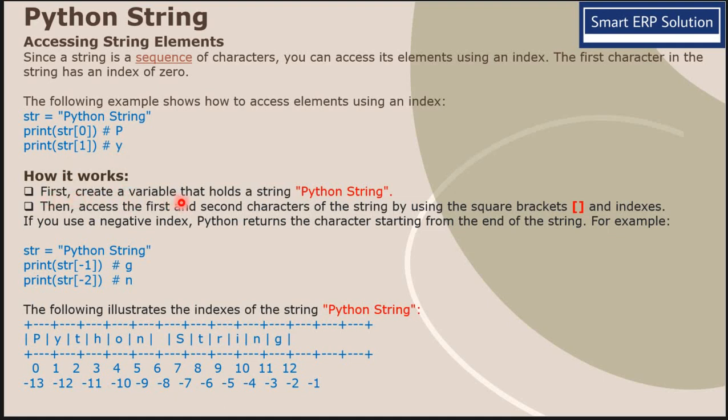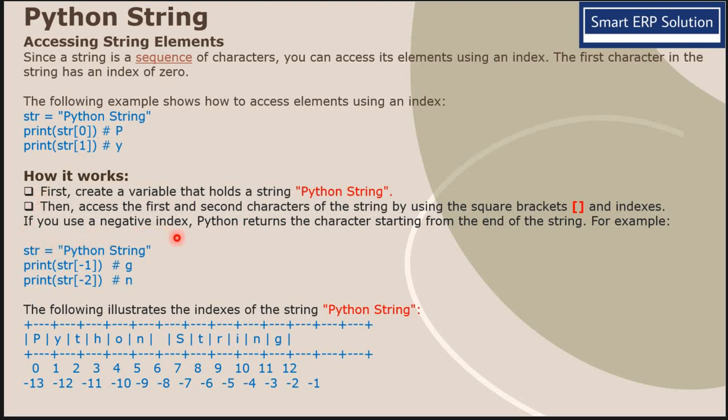First, create a variable that holds a string, Python string. Like this way, create a variable, str is a variable. Then, access the first and second character of the string by using the square bracket. This is the square bracket. And indexes. This 0 and 1 are the indexes.